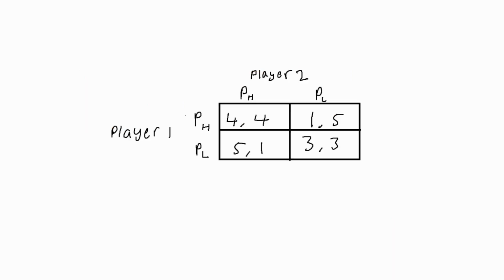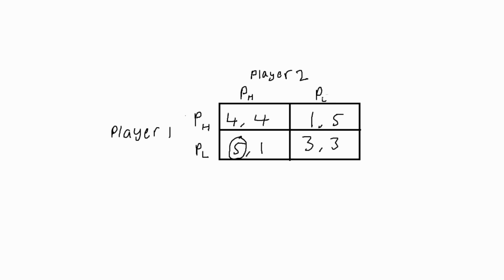Now, let's return to our example of a simultaneous move game from the last video. We can go about solving for Nash equilibria by considering what each player's best response will be if the other player chooses a given action. So if player 2 chooses price high, then player 1 can either go price high or low, which will result in either a payoff of 4 or 5. And obviously they would prefer a payoff of 5 to 4. So this is their best response to player 2 choosing price high.